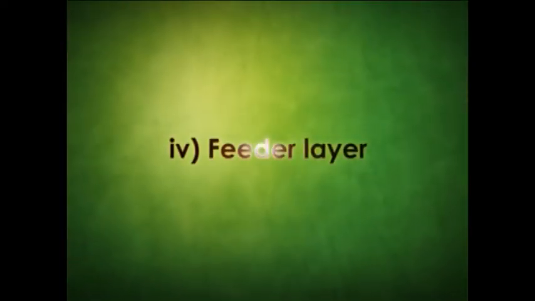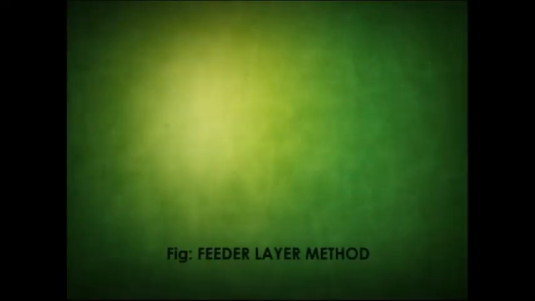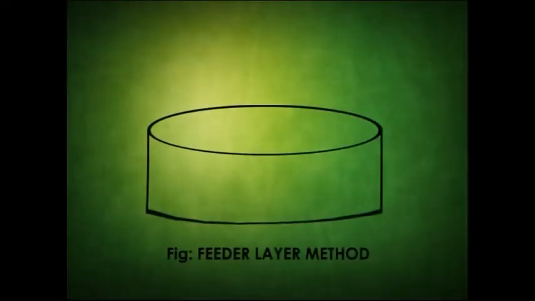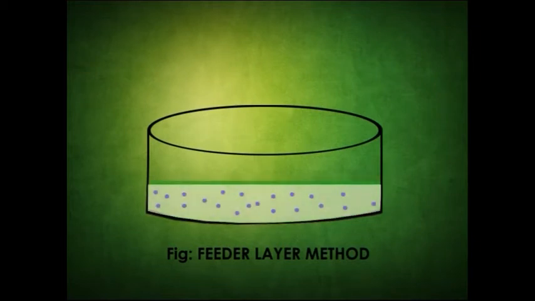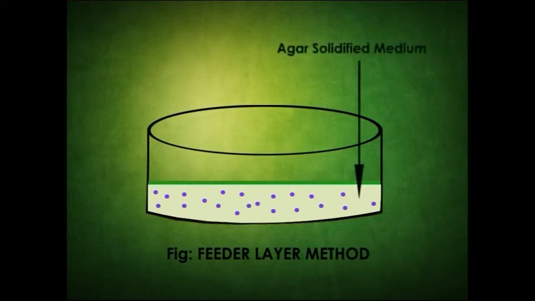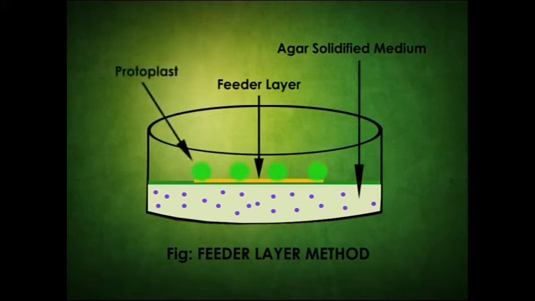Next, we have the feeder layer method. In this method, the X-irradiated, non-dividing living protoplasts are plated onto the agar solidified medium to form the feeder layer. The protoplasts are plated on these feeder cells at low density. The feeder cells provide the necessary growth requirement for the isolated protoplast.